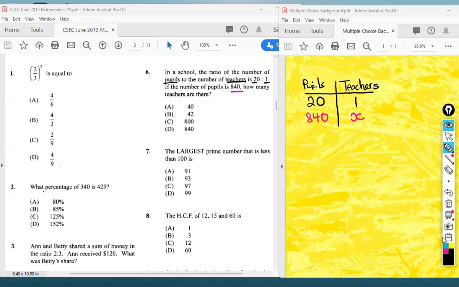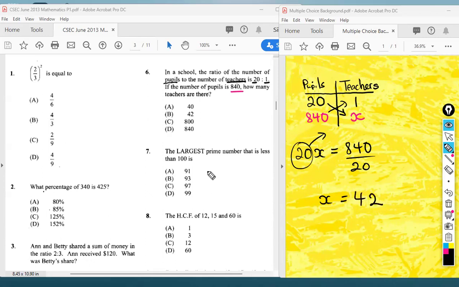We just cross multiply. 20 by x is 20x, and 840 by 1 is 840. The 20s are multiplied, throw them across here, get the divide. Let's divide that quickly. 840 divided by 20 is 42. The answer would have been B.